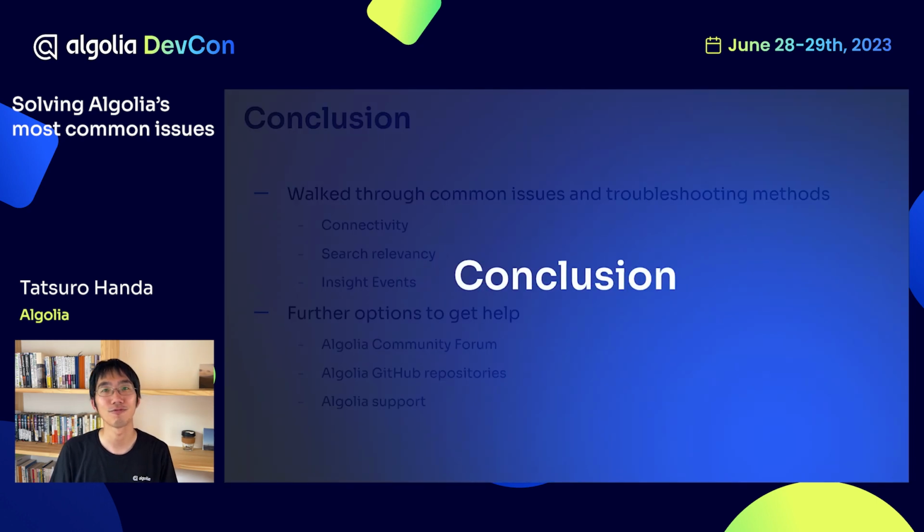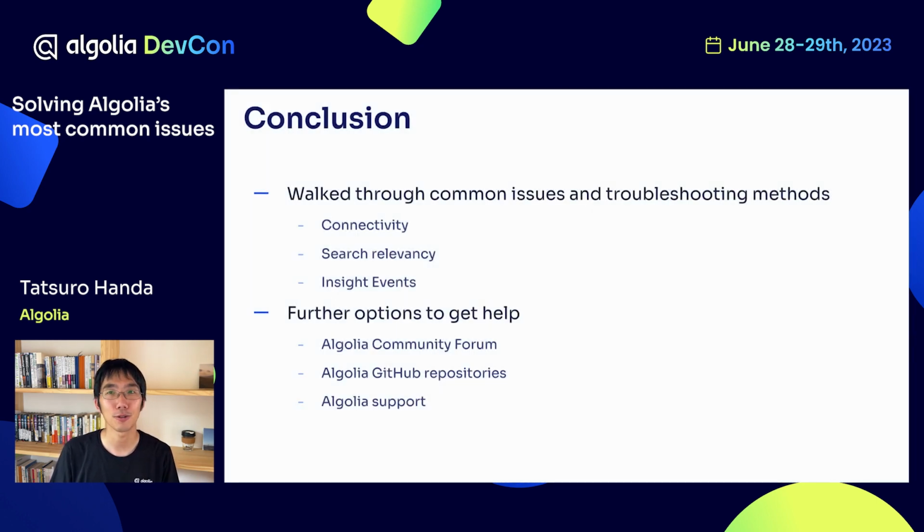So, conclusion. In this session, we walked through the three categories of the most common issues and reviewed the tools that are helpful to investigate the issues. Connectivity issues, search relevancy issues, and Insight event issues are the three categories that we covered today. Additionally, there are places where you can ask your own questions, such as the Algolia Community Forum, GitHub repositories, and the Algolia support web portal. I hope this session helps you to understand troubleshooting Algolia-related issues and makes your life easier.